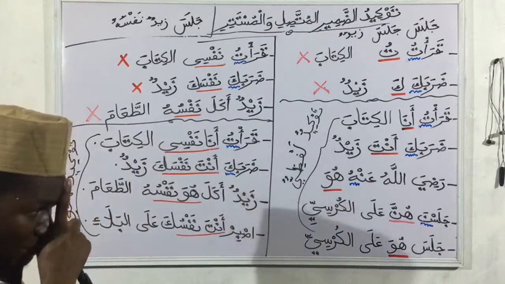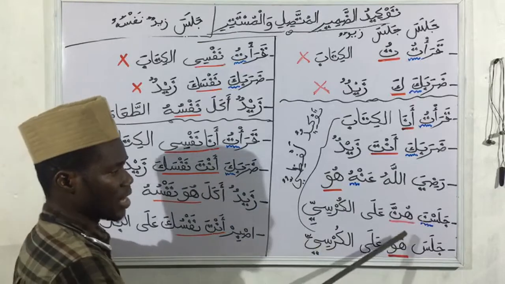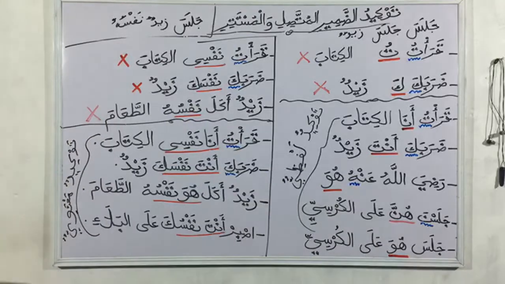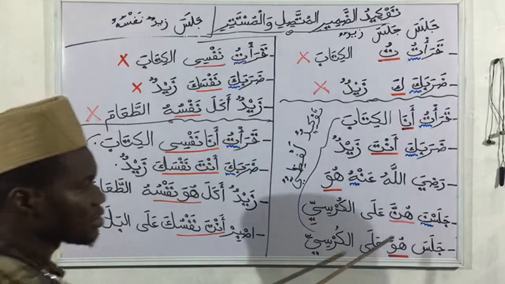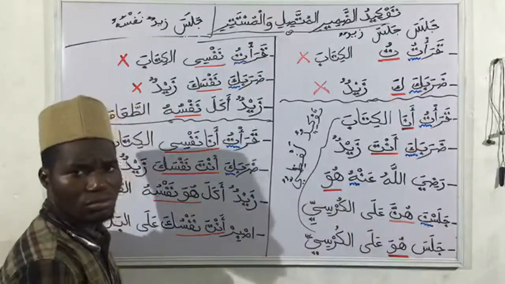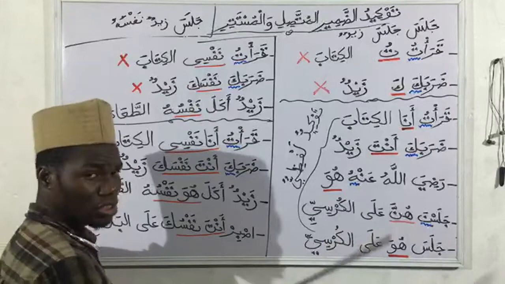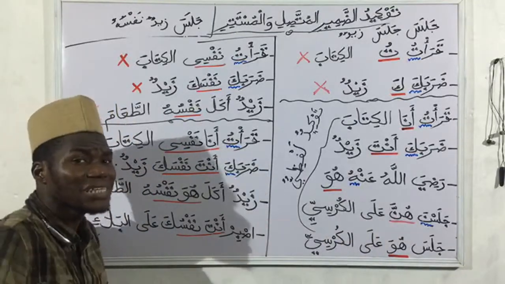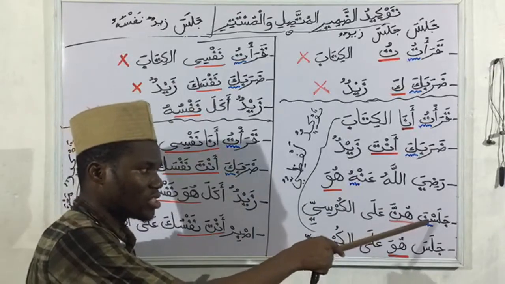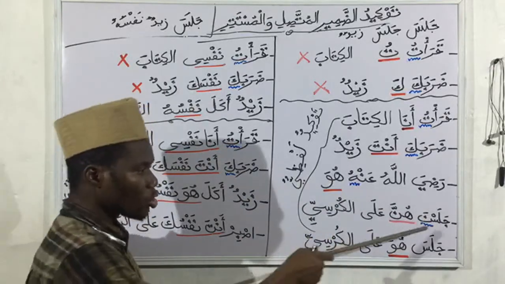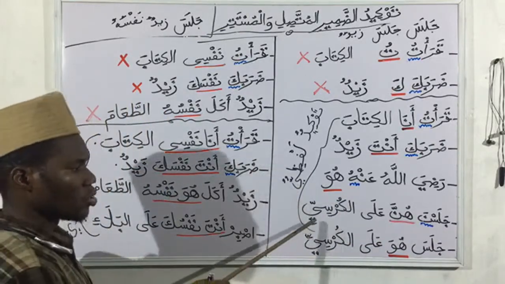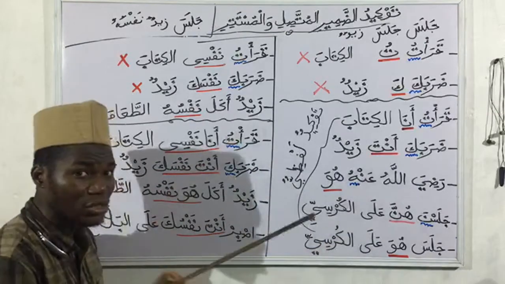So moving on, we have "jalasna alal kursiyi", meaning the ladies sat on the chair. I want to re-emphasize this now, because that's the feminine plural noon in this one. I can't say "jalasna na". No. How do you re-emphasize? By bringing a detached pronoun that corresponds with it. This is the plural for the feminine. So "jalasna hunna alal kursiyi". They sat on the chair. So this is taukid lafzi, wording.